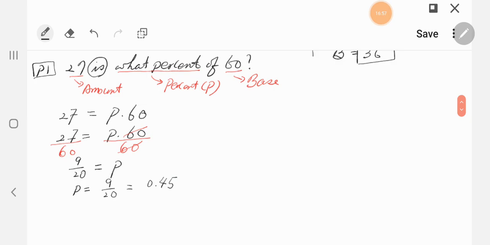Right, 0.45. So this means 45%. Right? So 27 is 45% of 60. Once we have the decimal for the percent, then convert the decimal into a percent. We want to answer in percent.